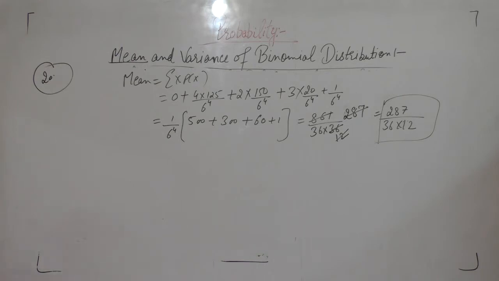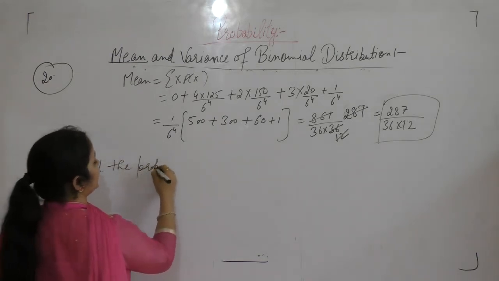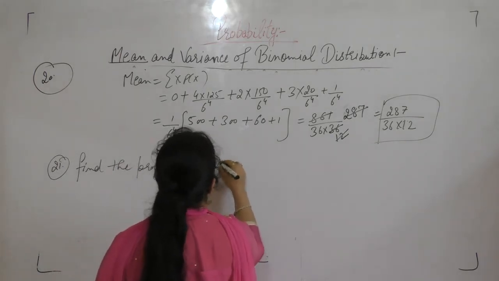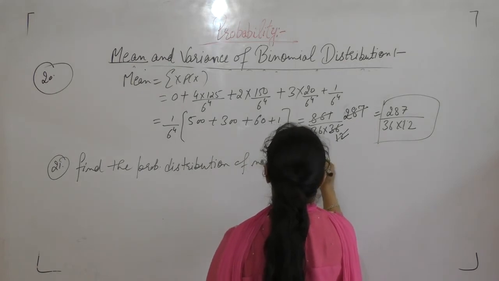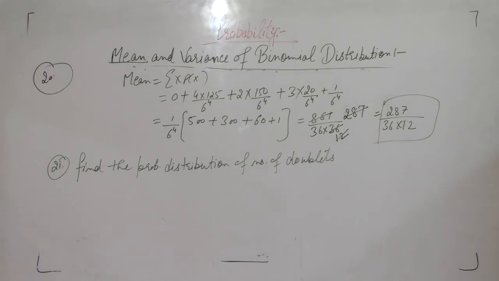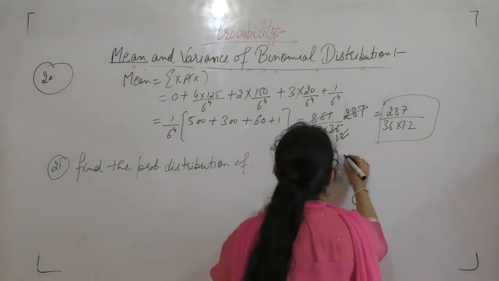Next is, find the probability distribution. Find the probability distribution of number of doublets. Find the probability distribution of doublets in three rolls of dice.